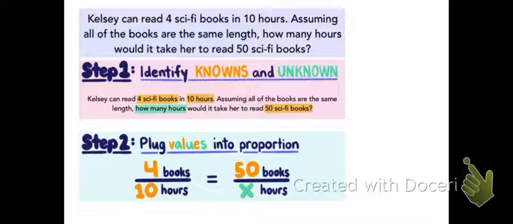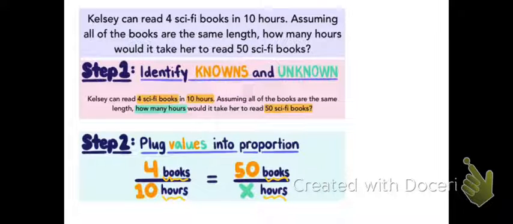Notice that I am comparing books and hours. So I decided what's going to go in the top? Books. What's going to go in the bottom? Hours. It has to be the same for each fraction.